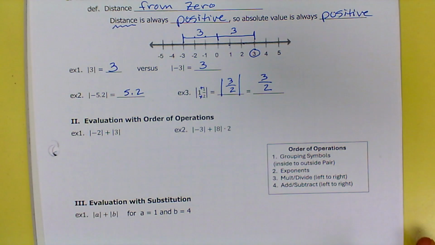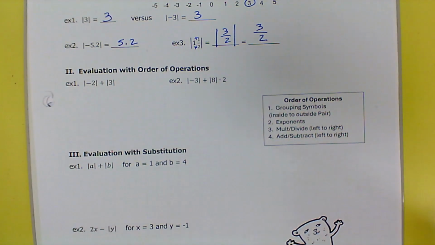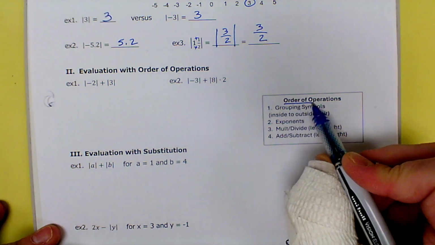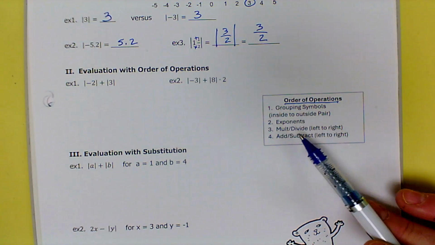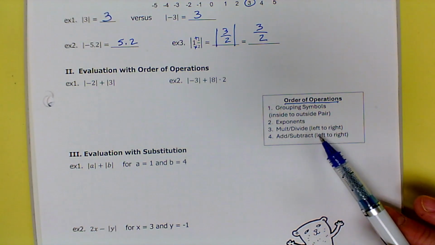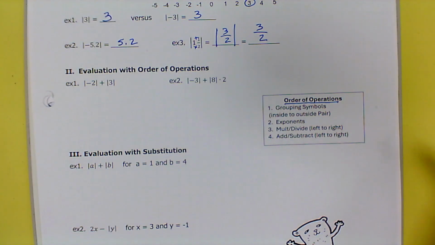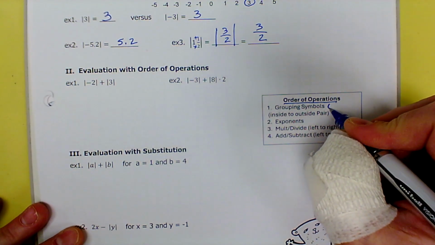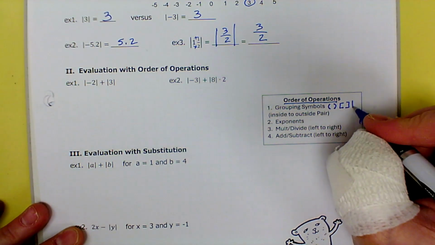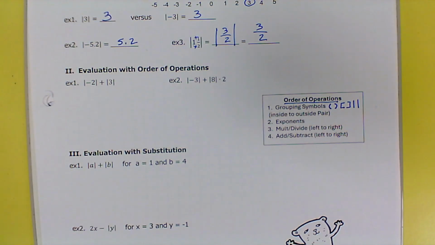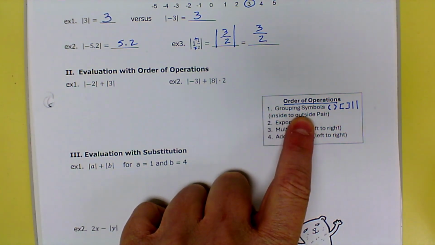All right, so how does this fit into what you already know? Well, we've already learned order of operations. I did a little summary box here. Order of operations says grouping symbols first, inside to outside, then exponents, then multiply, divide, left to right, and then add, subtract, left to right. So where do the absolute value bars fit? Absolute value bars are grouping symbols. So write these in. Parentheses are grouping symbols, brackets are grouping symbols, and yes, absolute value bars are grouping symbols. So your very first step in your simplifying is to get rid of the absolute value bars because that is taking care of grouping symbols.